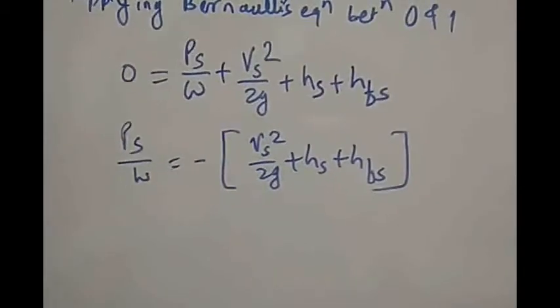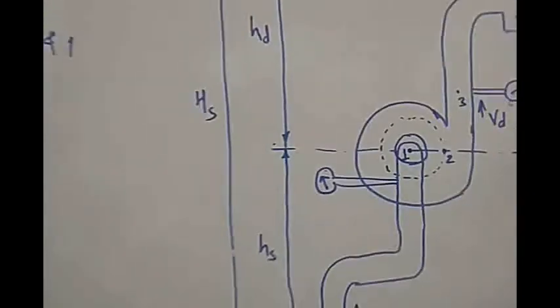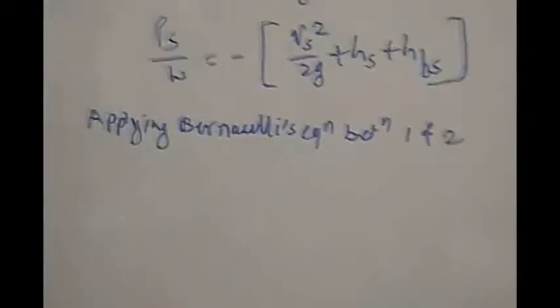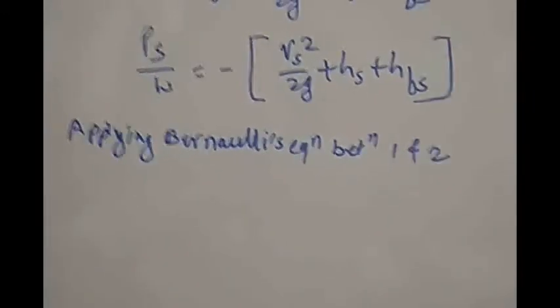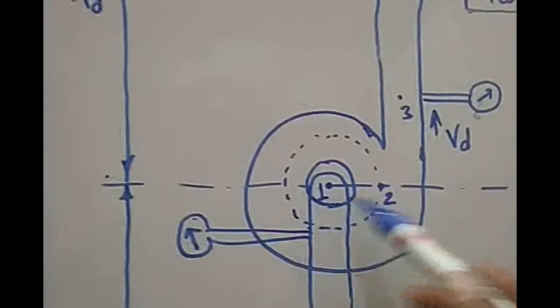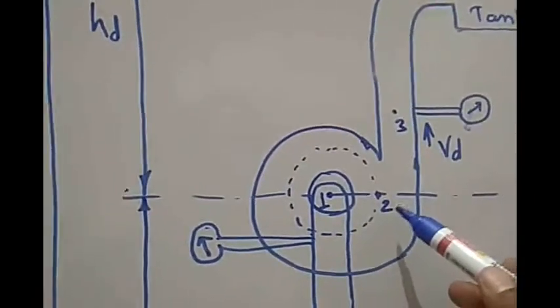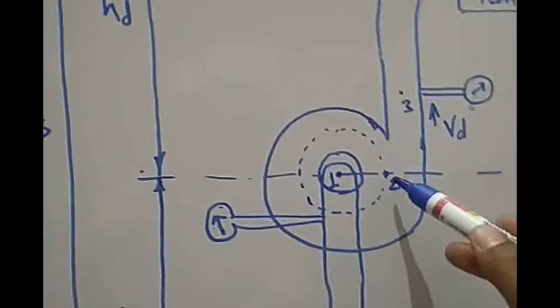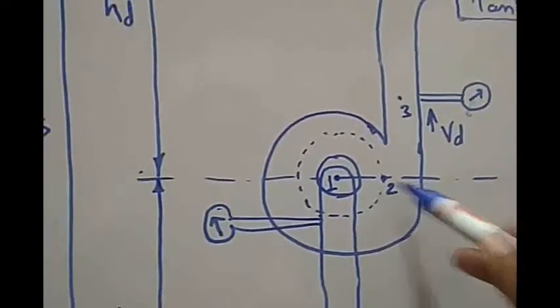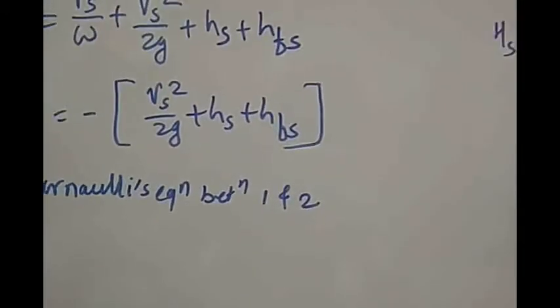Now we will apply the Bernoulli equation between 1 and 2. You observe the points 1 and 2 over here. Point number 1 is the inlet to the pump, point number 2 is the outlet from the impeller. So this is the inlet to the impeller, this is the outlet of the impeller. Both are at the same level. So now we will apply the equation and we will get the Bernoulli equation over here.